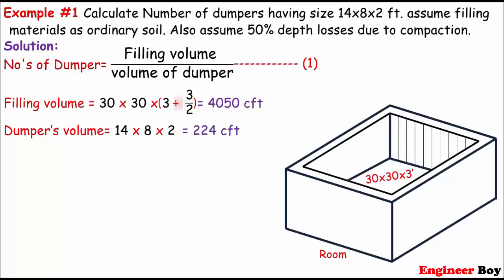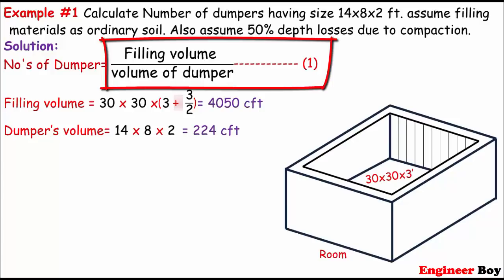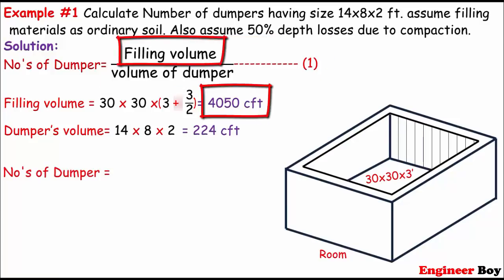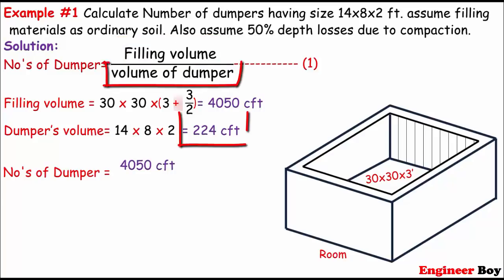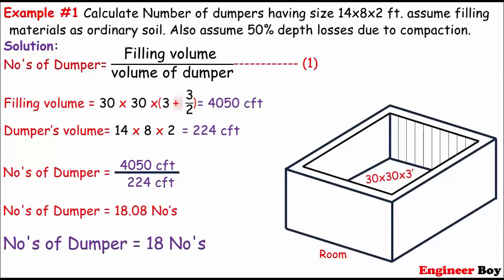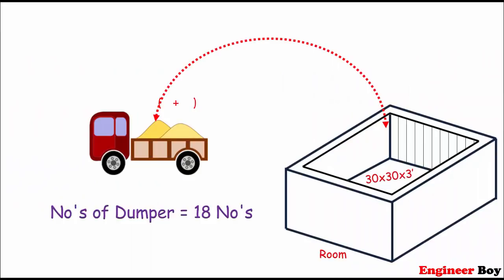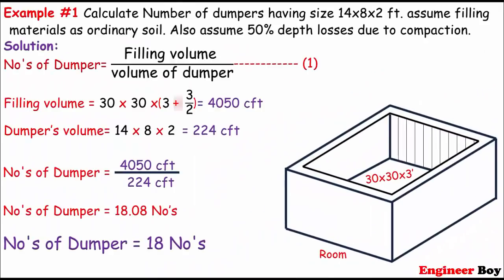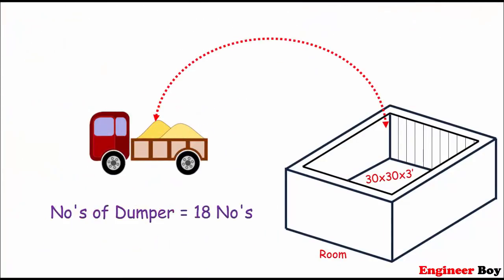Now we can calculate the number of dumpers using the same equation, equation 1. The number of dumpers must be the filling volume, which is already known, 4050 CFT, divided by the volume of dumper, 224 CFT. If you divide 4050 by 224, we get the number of dumpers equals 18.08, or just 18 numbers. So for the same room, you should order 18 dumpers of size 14 times 8 times 2 feet. This is how we can calculate the number of dumpers required per piling.